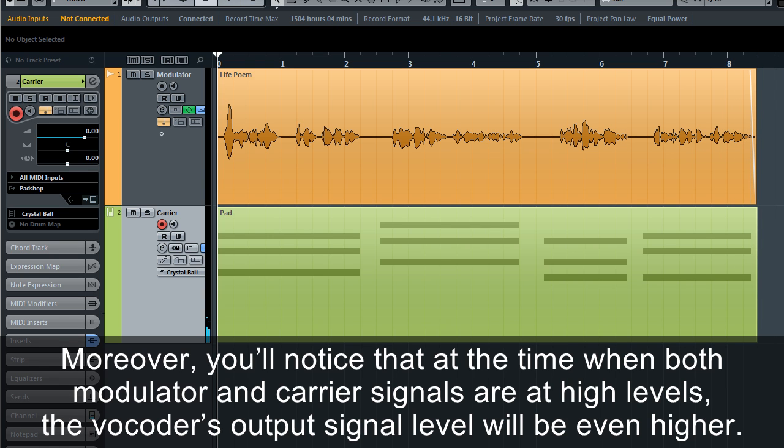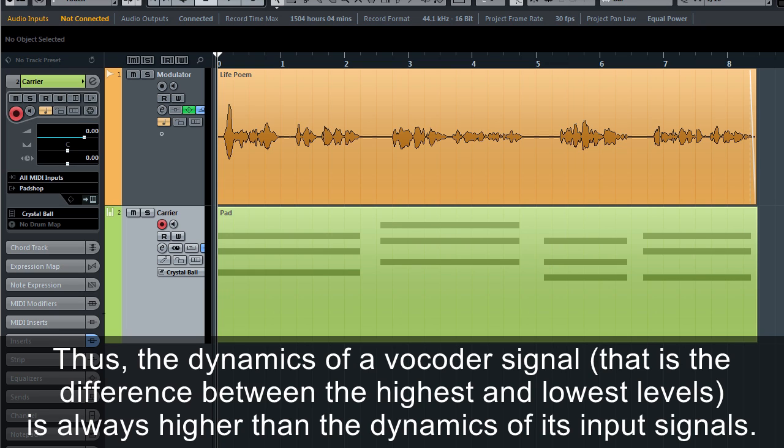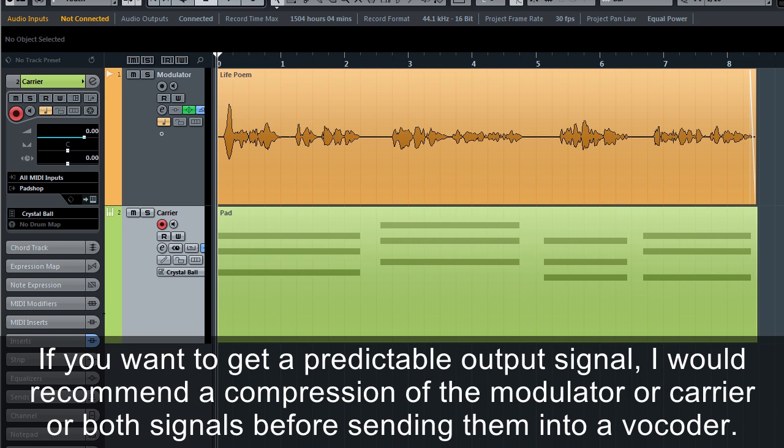Moreover, you'll notice that at the time when both modulator and carrier signals are at high levels, the vocoder's output signal level will be even higher. And vice versa, if the carrier and modulating signals are low, the vocoder's output will be even lower. Thus, the dynamics of a vocoder signal, that is, the difference between the highest and lowest levels, is always higher than the dynamics of its input signals. If you want to get a predictable output signal, I'd recommend a compression of the modulator or carrier or both signals before sending them into a vocoder.